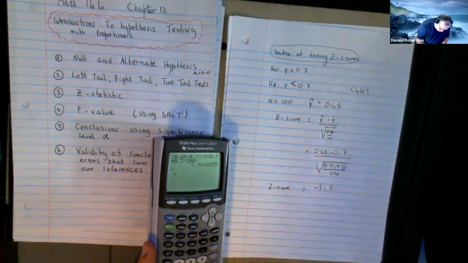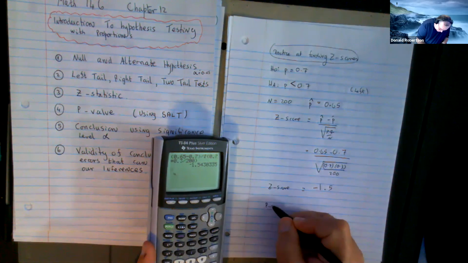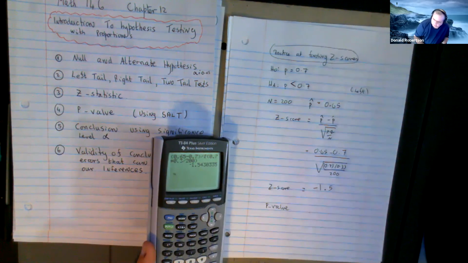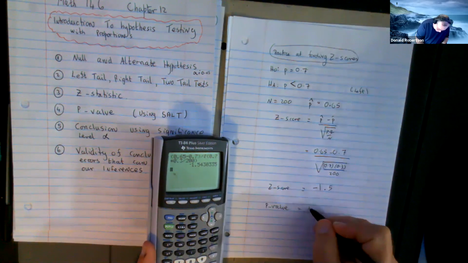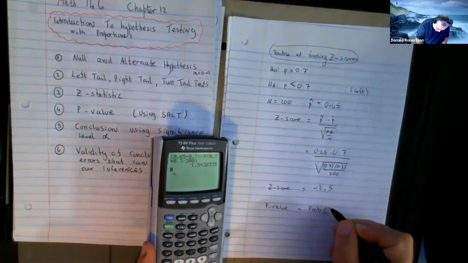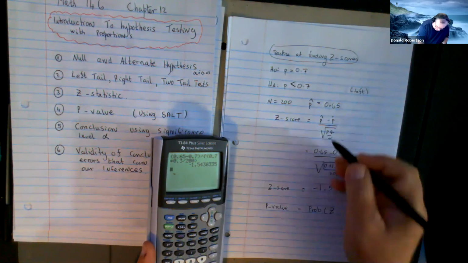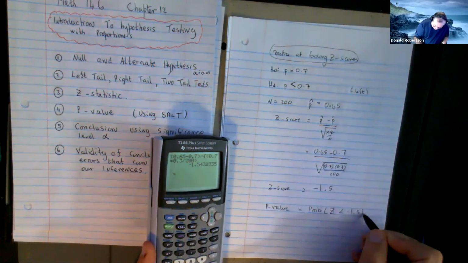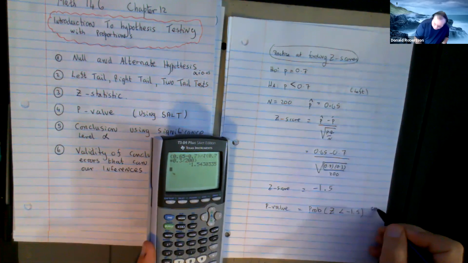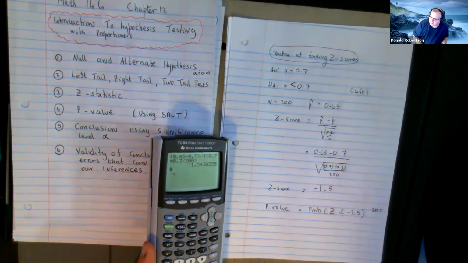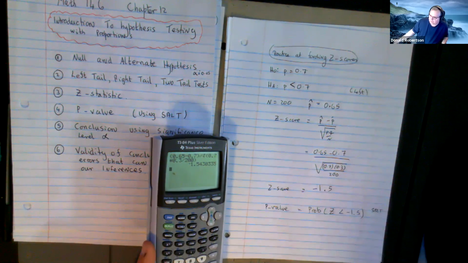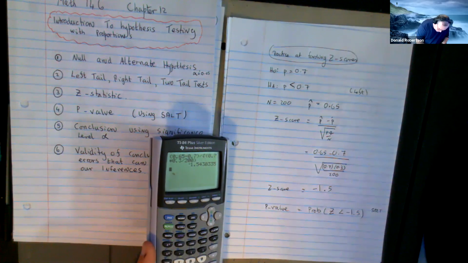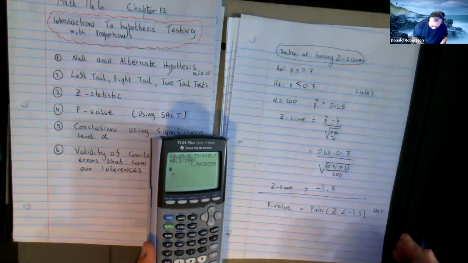If I was going to go a little bit further, wouldn't the next step be to get the p-value? And the p-value would be the probability that I get a Z score less than negative 1.5. And then I would use salt here, wouldn't I? And I'd get an answer. And then I'd go a bit further and do my test, and then I'd go a bit further and get my conclusion. But right now, we're just stopping there.